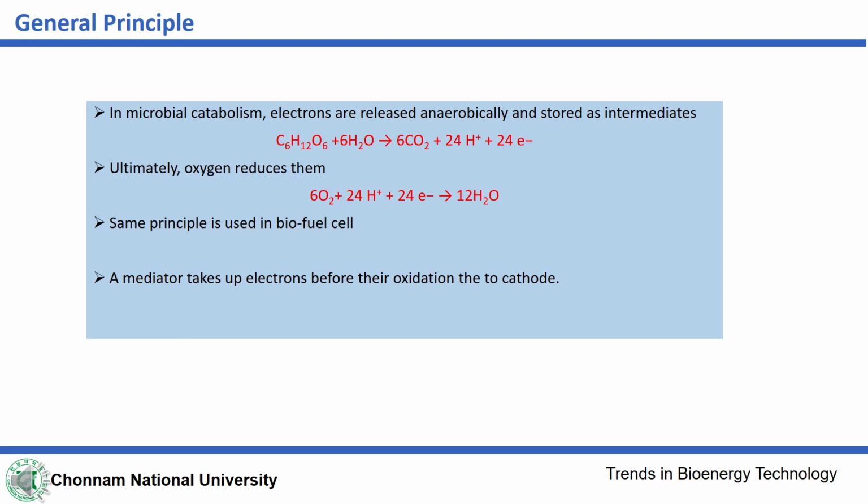In normal microbial catabolism, carbohydrates are initially broken down in the absence of oxygen. Hence, electrons are stored as intermediates and can be used to fuel the like processes. Ultimately, oxygen acts as an electron sink and takes up all the electrons, completing the reaction. This principle is used for microbial fuel cells.